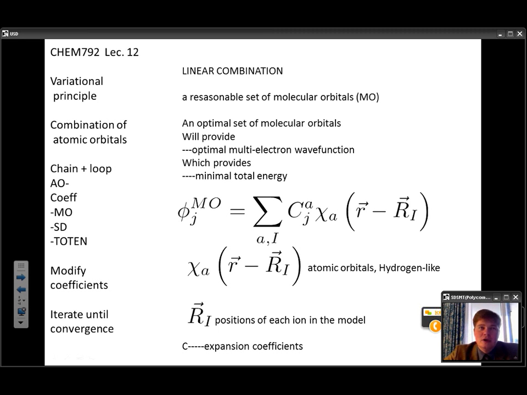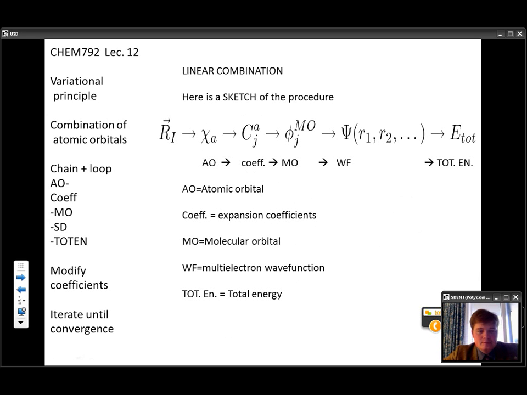And it is what we are going to learn how to plot with the Gaussian software when we meet next Tuesday in the lab. Okay? So those are atomic orbitals, those are positions of ions, and those are the expansion coefficients. Okay, I'm going to the next slide.